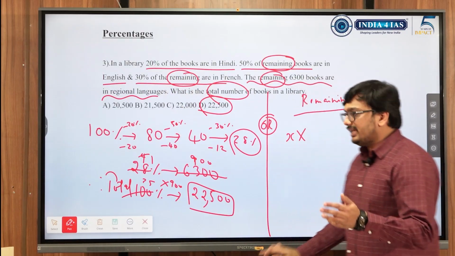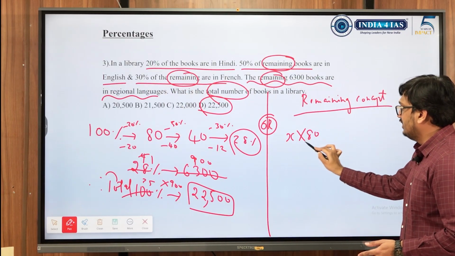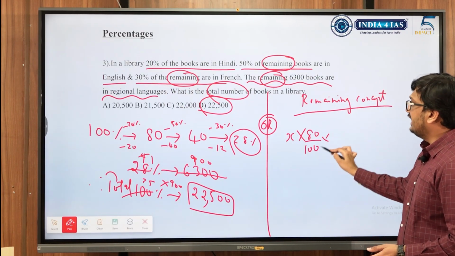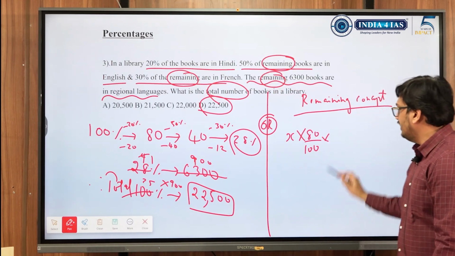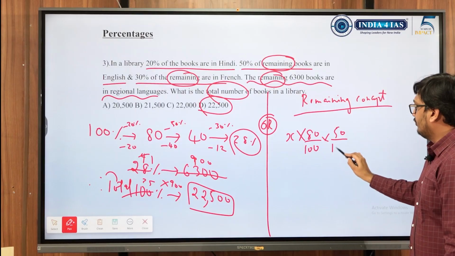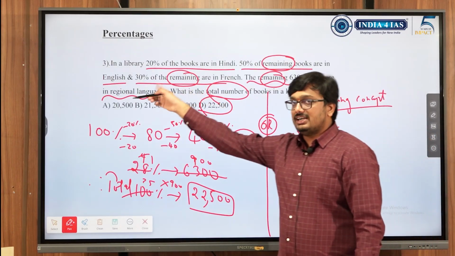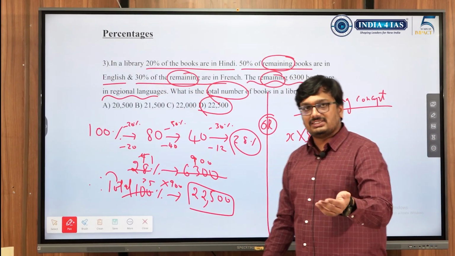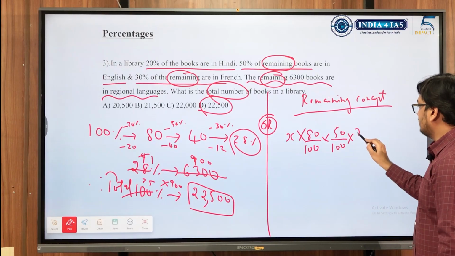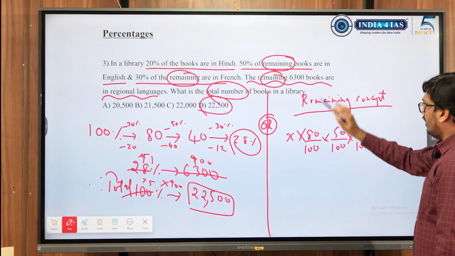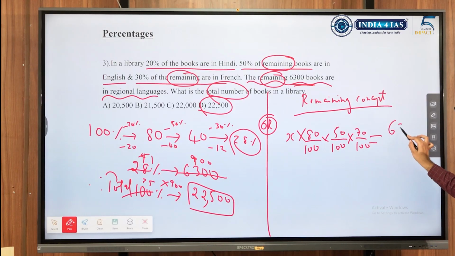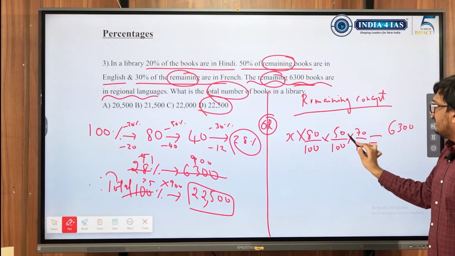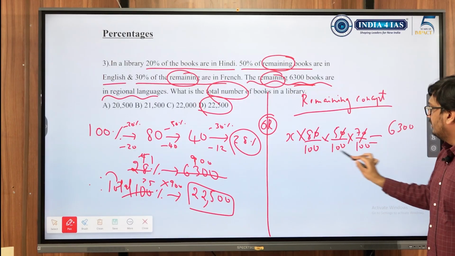What is 100 minus 20? 80%. That is 80 by 100. Then 50%. Just write the remaining 50% only. That is 50% means 50 by 100. For 30%, remaining is 100 minus 30. That is 70%, 70 by 100. After all these deductions, the leftover books is 6,300. If you observe carefully, in the numerator 3 zeros, cancel it.